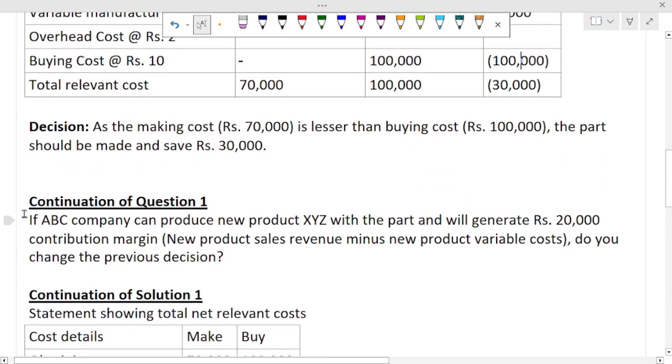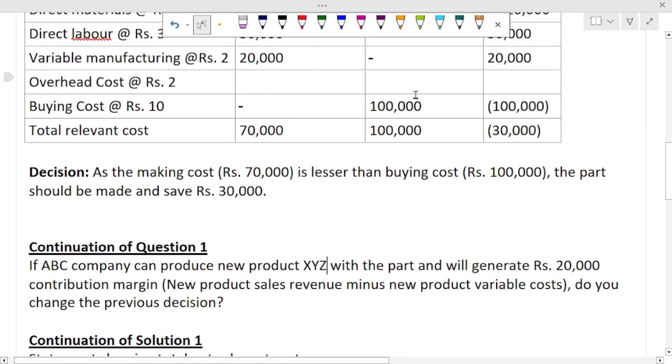Continuation of question 1. If, note, if, there's an assumption. If ABC company can produce new product XYZ, this is just like the name of a product, with the part and will generate 20,000 rupees contribution margin, new product sale revenue minus new product variable cost, do you change the previous decision? What does this thing mean? It means that if you buy this thing, where now this is the cost of buying, right?